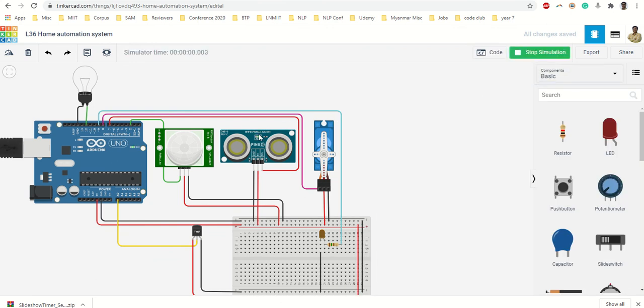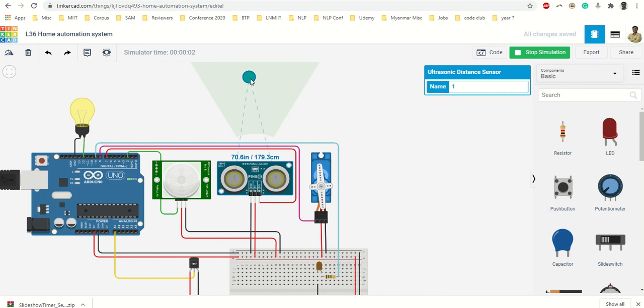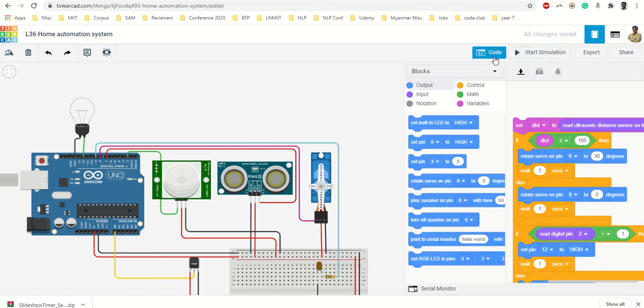I start the simulation and my distance is around 180 centimeters, and as I come closer, less than 100, the motor rotates, and if I go above 100, the motor goes back, right? So this much is working fine.